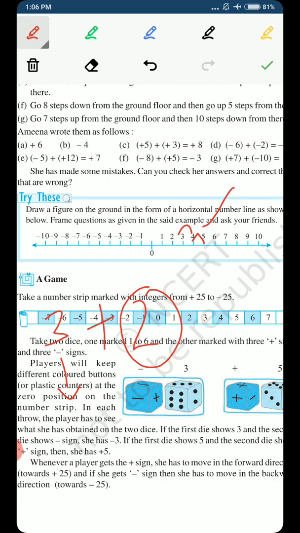Now let's learn the case of negative integers. Suppose we have an integer -3 and we have an integer -2. So how do we add them?